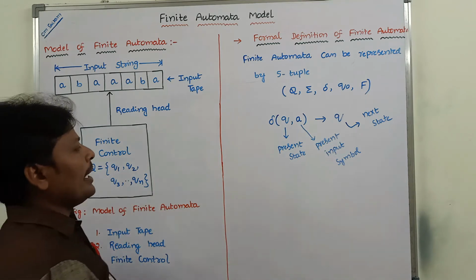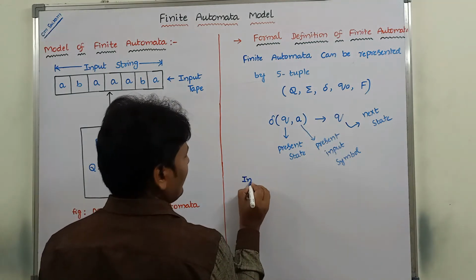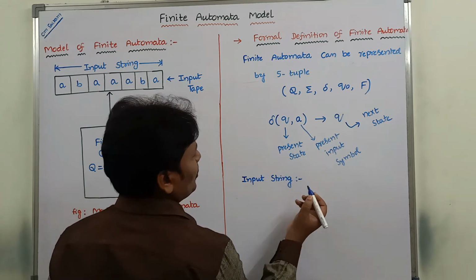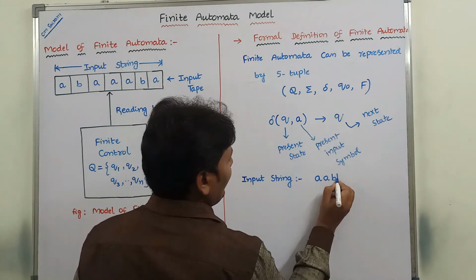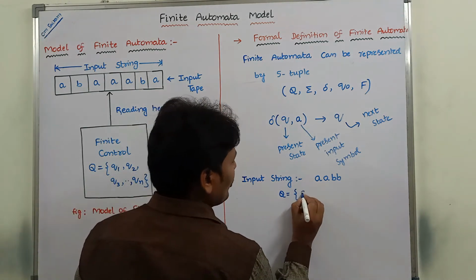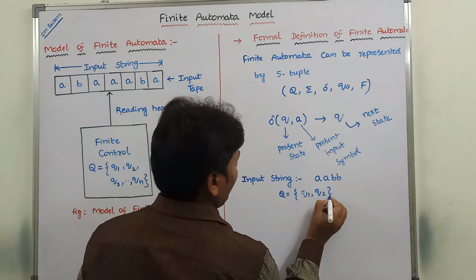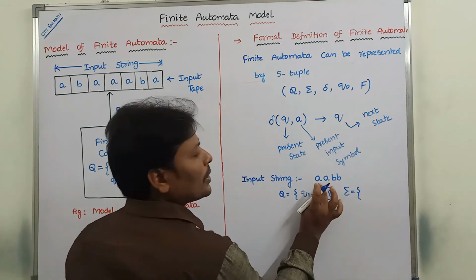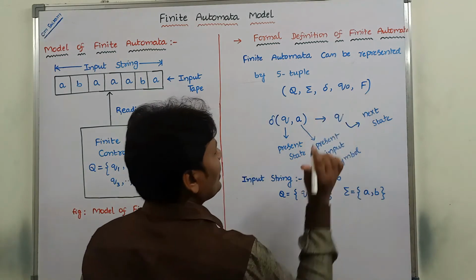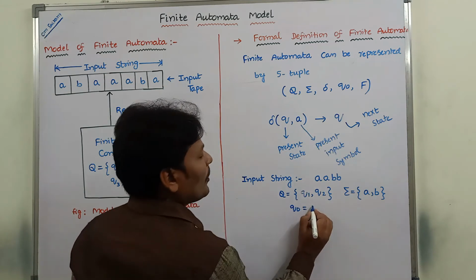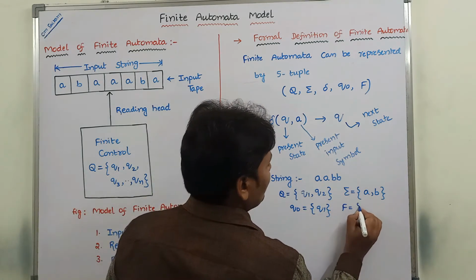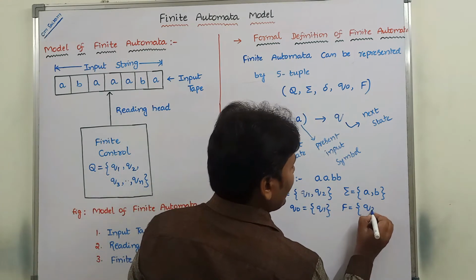So, for example, I am taking one input string, AABB. Here Q is equal to, I am taking only two states, Q1 and Q2. Sigma is the input alphabet, the symbols present in the input string: A, B. Next, Q0 is the initial state. The initial state is Q1 and the final state is Q2.